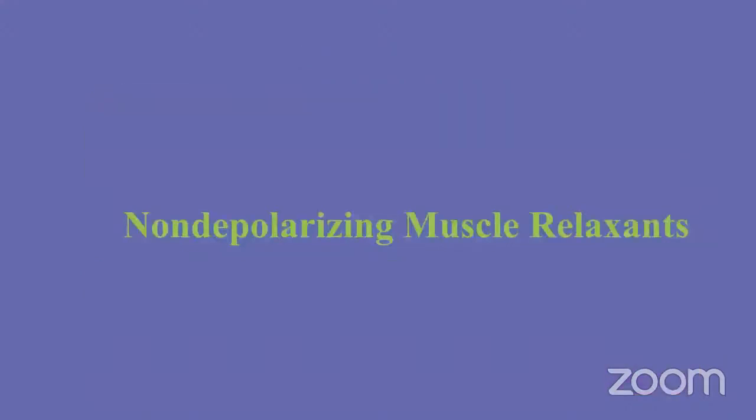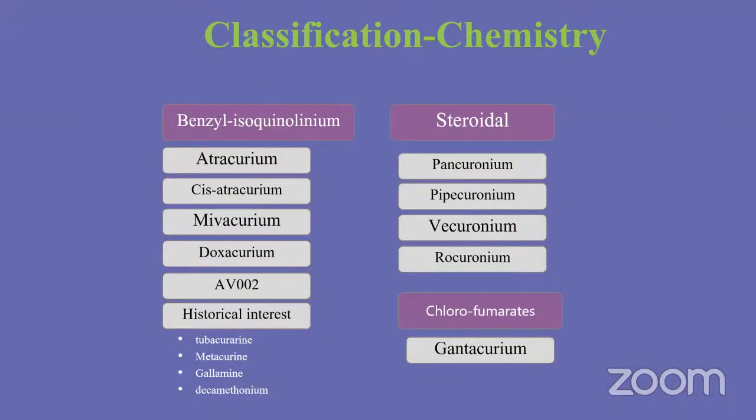Coming to the non-depolarizing muscle relaxants, classification: they can be classified into the benzylisoquinoline group, the steroidal group, and a newer one, the chlorofumarates group. In the benzylisoquinoline group, we know atracurium, cisatracurium, mivacurium, doxacurium, and recently AV002 or CW002. Historically, there are also drugs like d-tubocurarine, metocurine, gallamine, and decamethonium. In the steroidal group: pancuronium, which is commonly used, pipecuronium, vecuronium, and rocuronium. In the chlorofumarates, gantacurium is a newer, ultra short-acting drug which is available now.